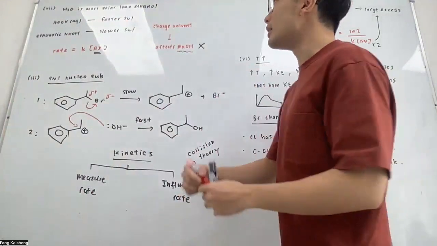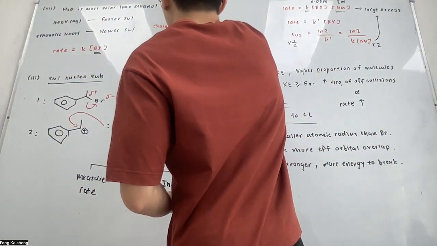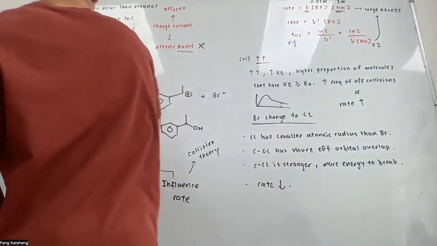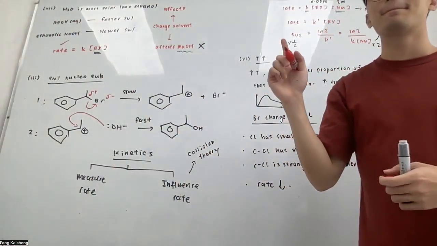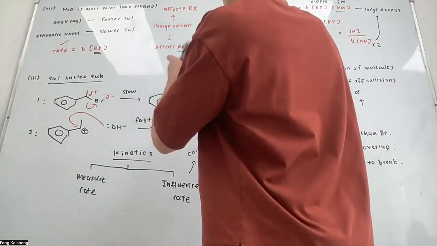Because it doesn't affect the rate. What must you tell me instead? What does it affect, guys? If the rate is affected, that means it is affected by RX. So this is the correct path.